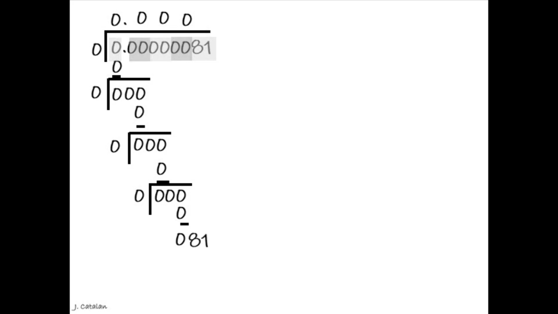Bring down 81. 81 divided by 9, the quotient is 9. 9 multiplied by 9, the result is 81. 81 subtracted by 81, the result is 0. Square root of 0.00000081 is equal to 0.0009.